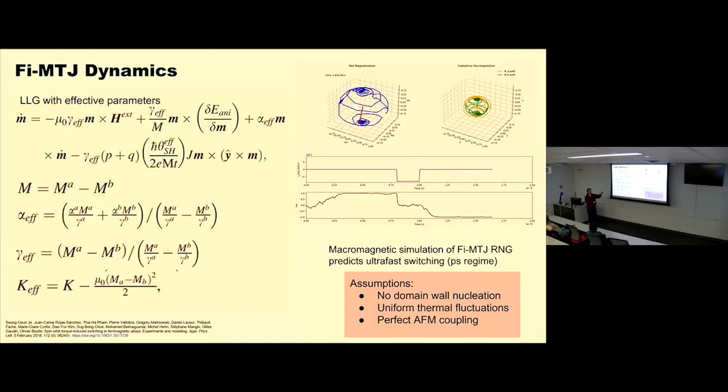This ultra-fast switching regime comes with some caveats because we made some big assumptions. First, we assume a macrospin model where we're only simulating one spin for the entire device. That basically eliminates all possibilities of domain nucleation and multiple domains. How does that affect spin relaxation? Also, because it's macrospin, we're assuming that thermal fluctuations are uniform, and of course, the perfect anti-ferromagnetic coupling.